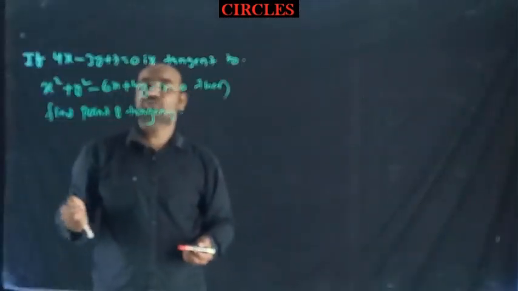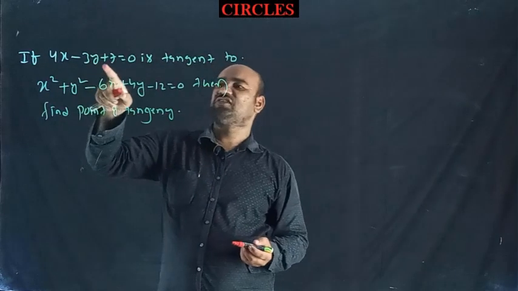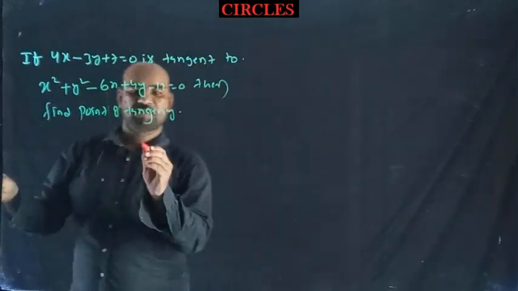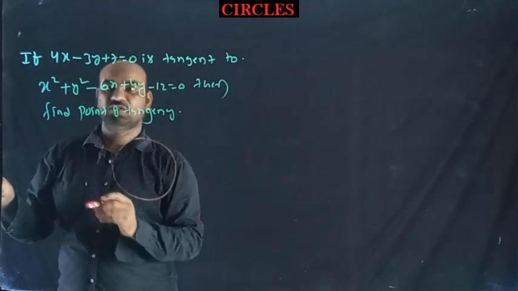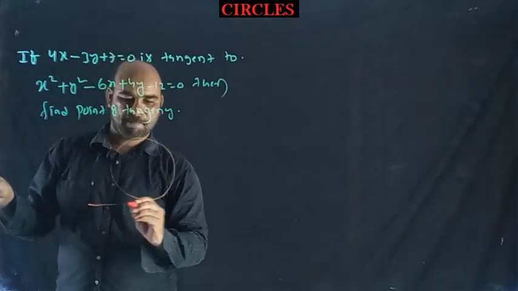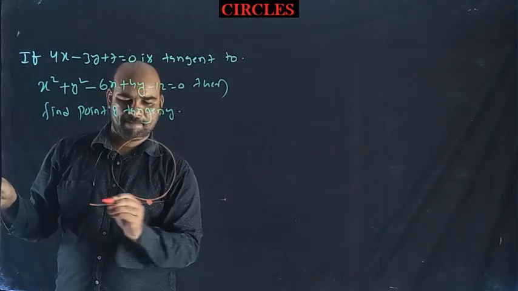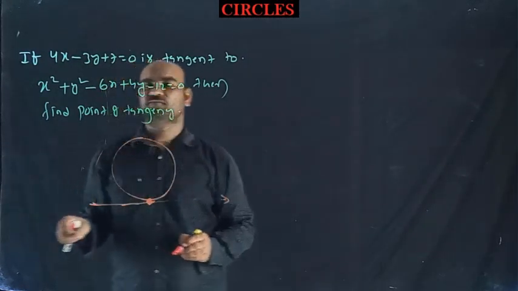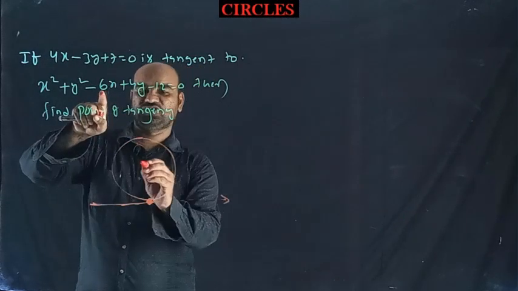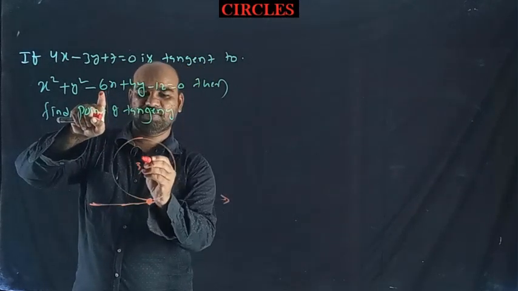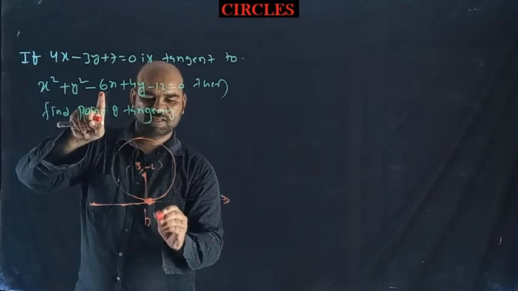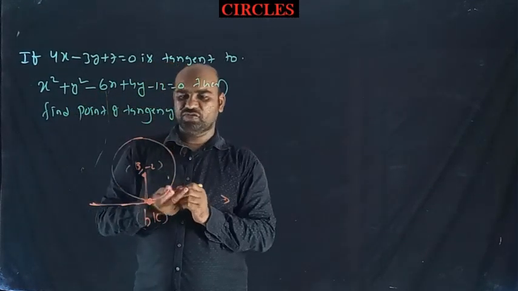Okay students, another example problem. If 4x minus 3y plus 7 equals 0 is tangent to the circle, we want to find the foot. The center we should find, that is the center (3, minus 2). So this (h, k) we should find.